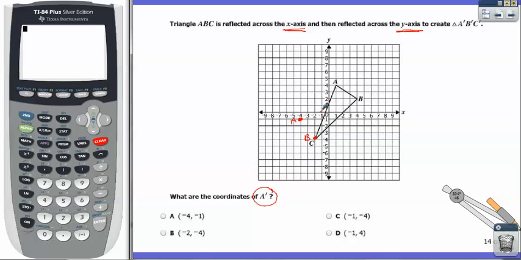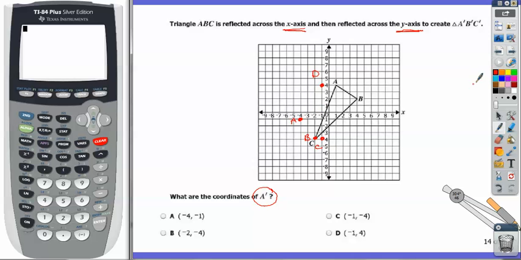Then I have B at (-2, -4). C is at (-1, -4). And finally D is at (-1, 4). So if I reflect this about my x-axis, well, here's my x-axis, I know that I'm going to be somewhere down here. And I can count that out if I wanted to. I go 1, 2, 3, 4 spaces, 1, 2, 3, 4 spaces. Then I reflect it about the y-axis, and I go 1 space to get there, 1 space to get there.